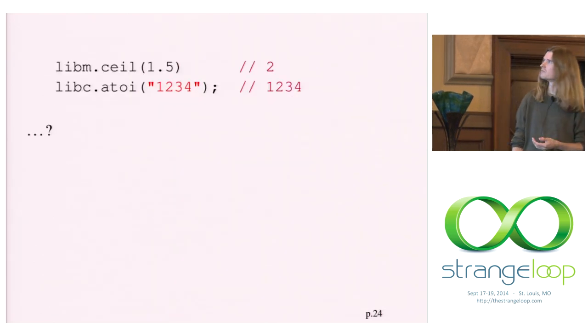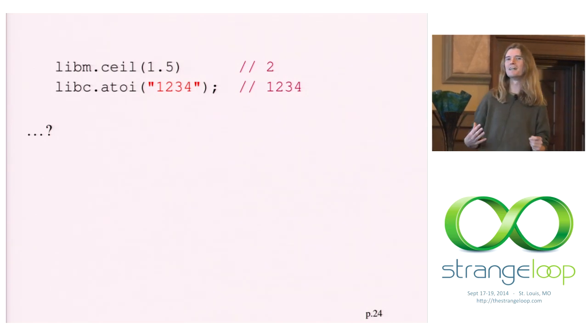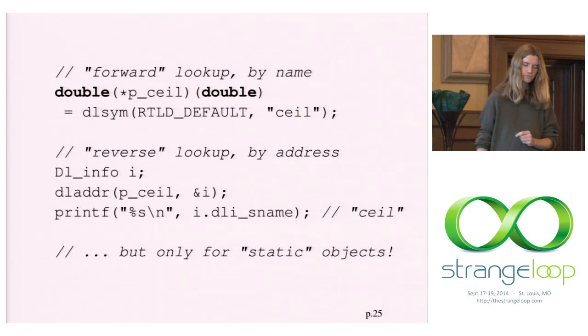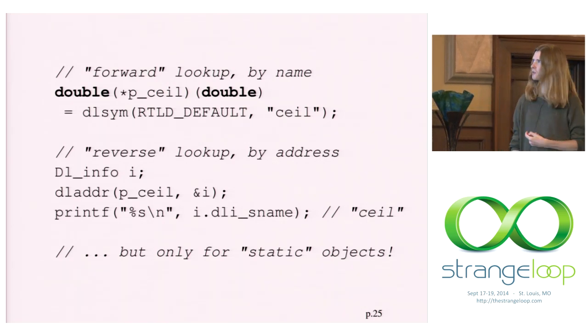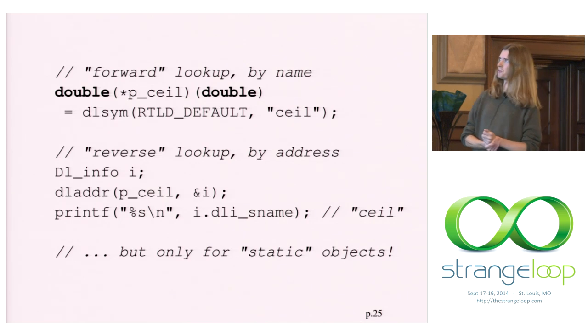Why can't we just do something like this? Why can't we just call the things? Why aren't they just there in the system? I mentioned that Unix has a lot of dynamic stuff. So the question is, can we use the dynamic infrastructure that I mentioned, the debugging and dynamic loading infrastructure, to get the same effect? And it seems like we might be able to.